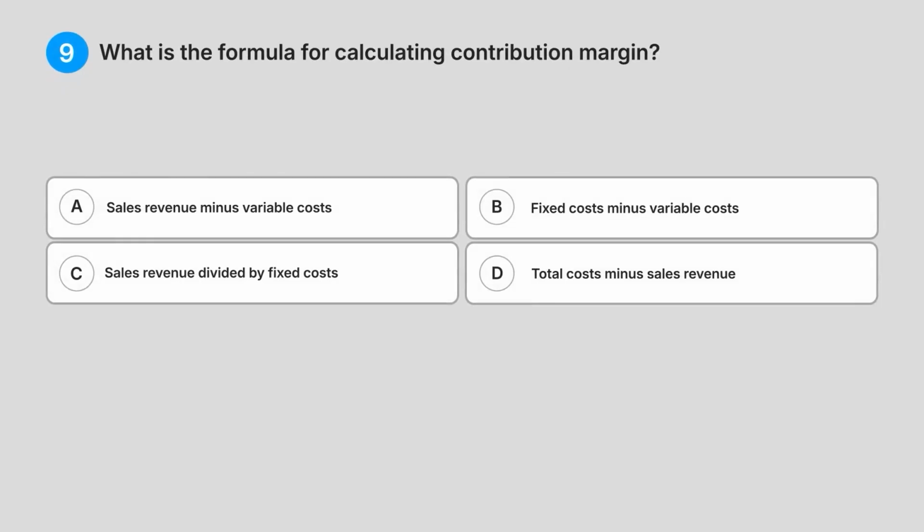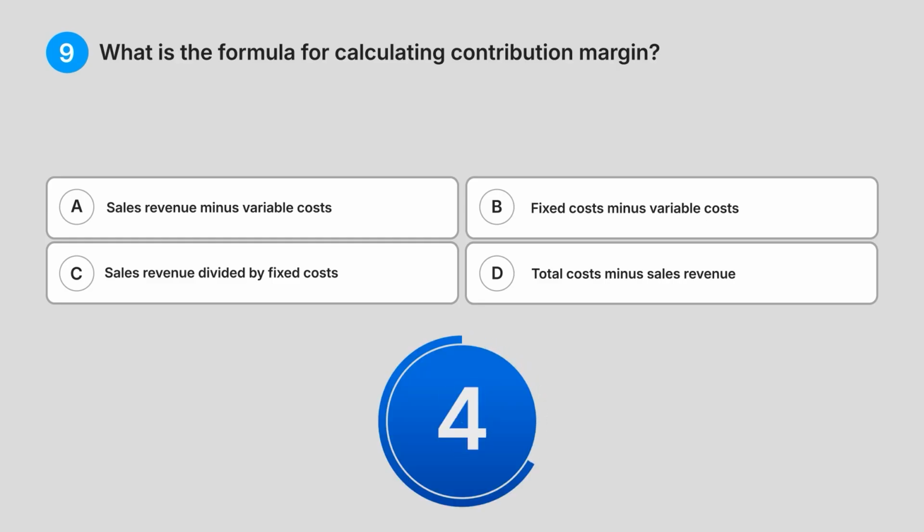9. What is the formula for calculating contribution margin? A. Sales revenue minus variable costs. B. Fixed costs minus variable costs. C. Sales revenue divided by fixed costs. D. Total costs minus sales revenue. Can you guess the answer?